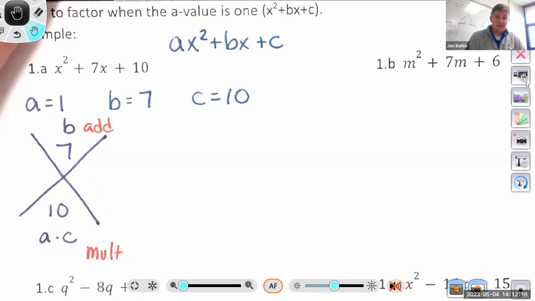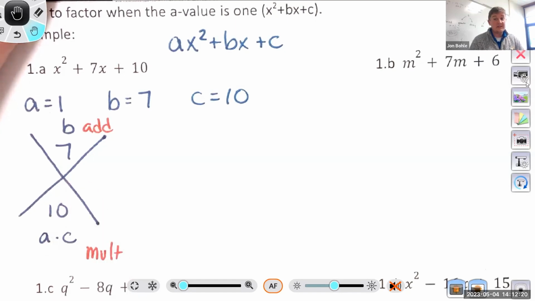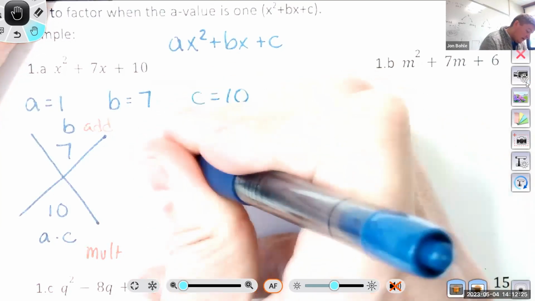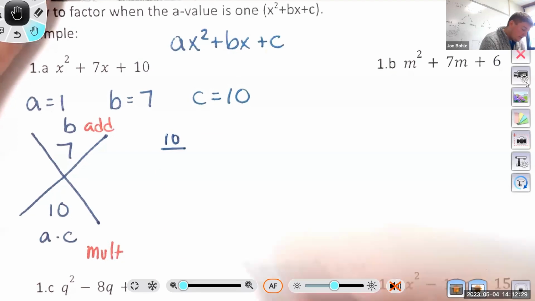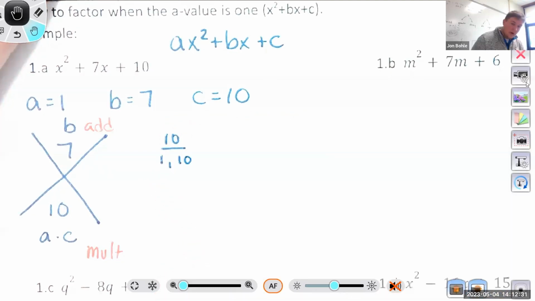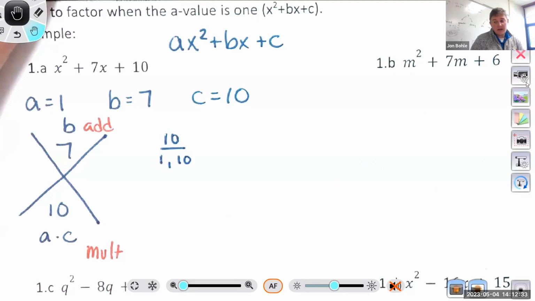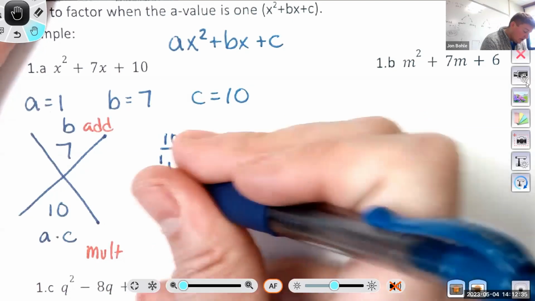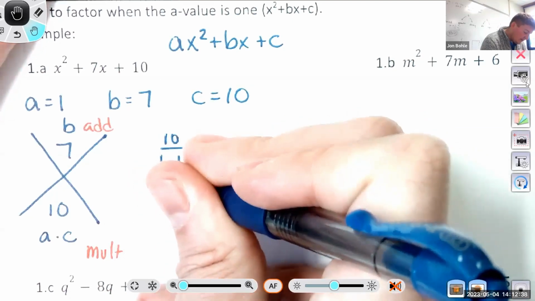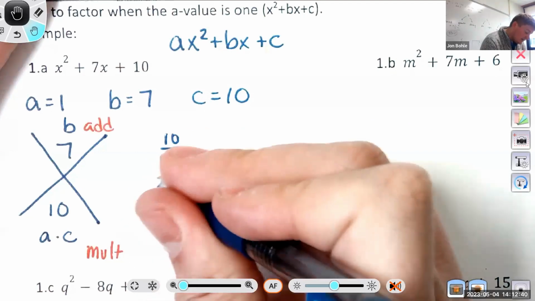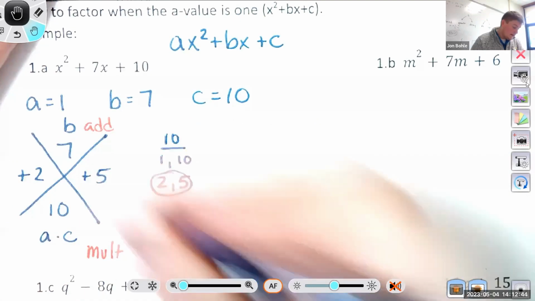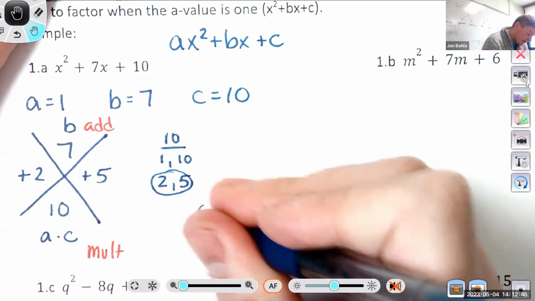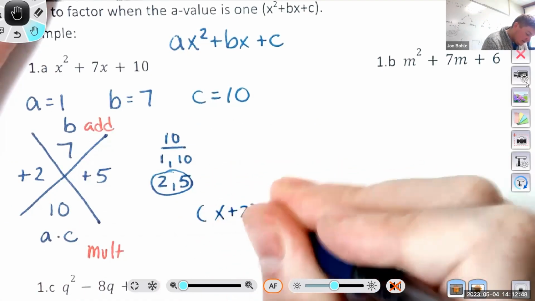So if you don't know what this combination of numbers is, you're going to start having to list off numbers that multiply to 10. So if I have 10, I can take my calculator off on the side and I can start crunching numbers. The first combination is 1 and 10. 1 and 10 is going to add me to 11. I'm trying to get to 7. So now I'm going to do 2 and 5. 2 and 5 does get me to 7. Positive 2 and positive 5. So this is going to factor into x plus 2 times x plus 5.